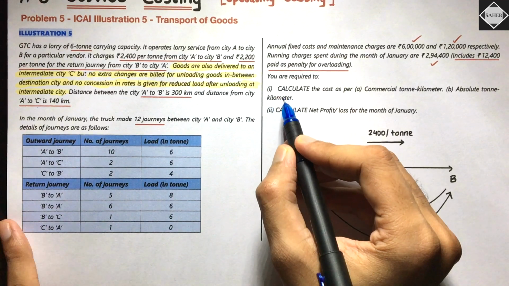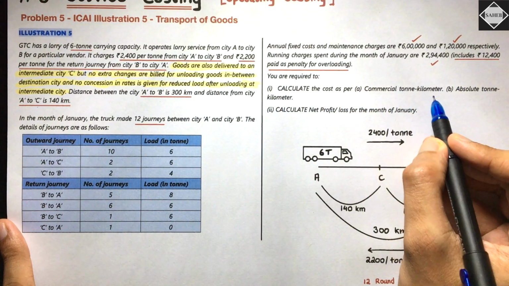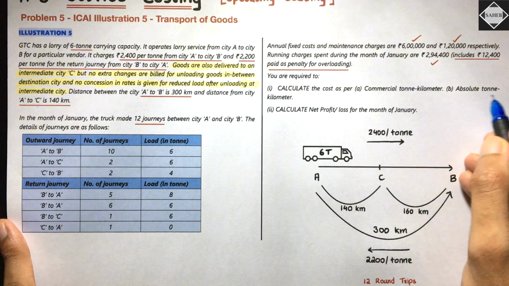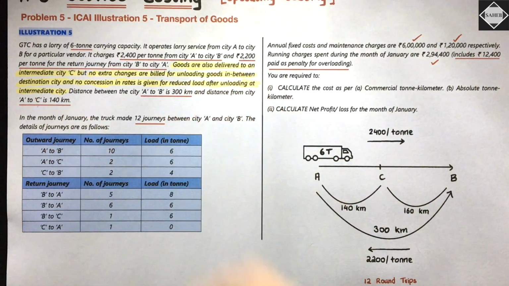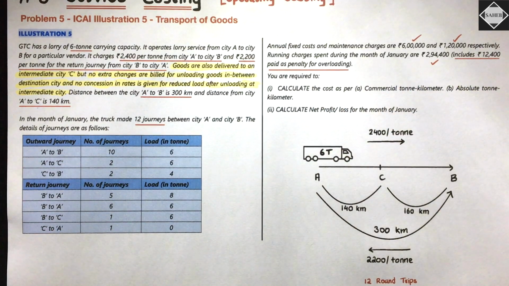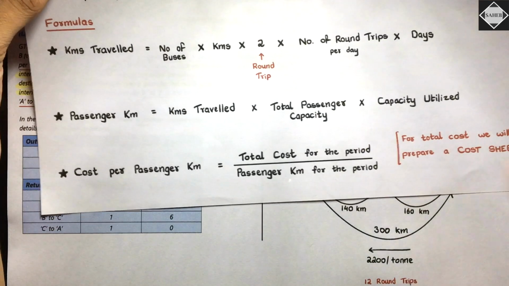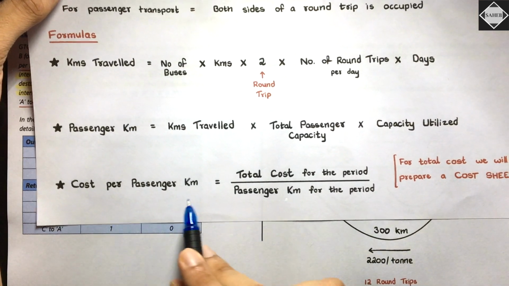First requirement is to calculate the cost as per commercial ton kilometer as well as absolute ton kilometer. So tell me what we have to do for this first requirement. You have to understand, in this service costing chapter, I have told you the whole game is about the denominator, right? In bus transport, in passenger transport, we saw how to calculate cost per passenger kilometer.